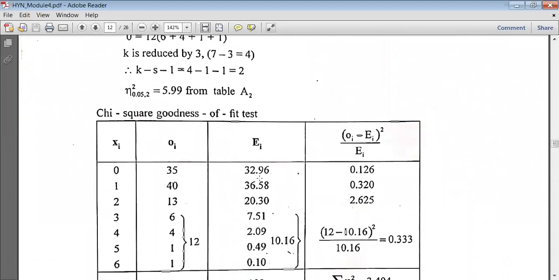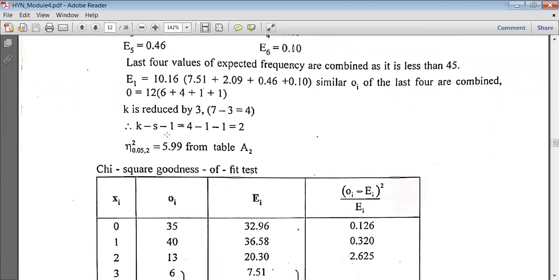We have seen that the 7 expected frequency values are reduced to 4. So k becomes 4, minus s, and s value is always 1, so take it as 1. So 4 minus 1 minus 1, and you will get 4 minus 2, which is equal to 2.